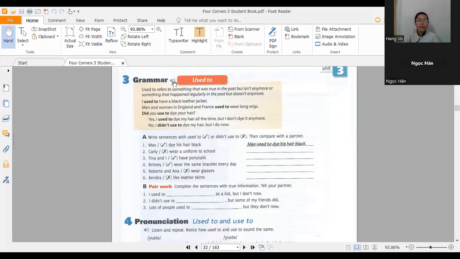Tập dùng cô những cái ví dụ đó nhé. Yeah, I used to have a black leather jacket. Men and women in England and France used to wear long wigs. Did you used to dye your hair? Yes, I used to dye my hair all the time, but I don't dye it anymore. No, I didn't used to dye my hair, but I do now.